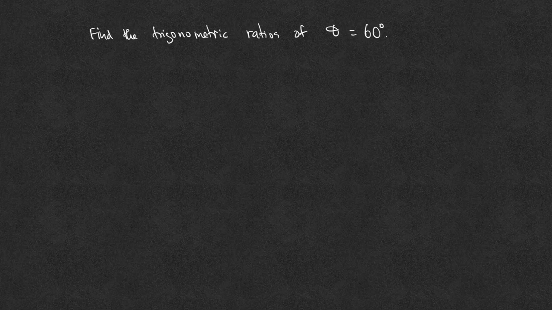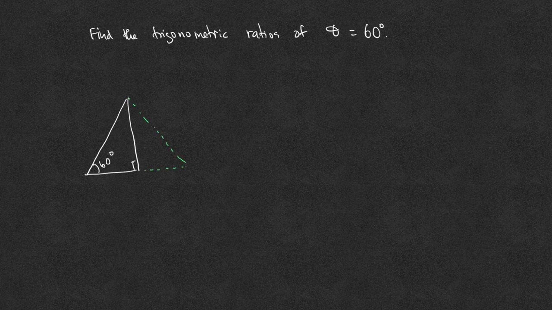Find the trigonometric ratios of theta equals 60 degrees. In a right triangle where theta equals 60 degrees, this right triangle is half of the equilateral triangle. An equilateral triangle is a triangle with all three sides equal and three angles equal. If one acute angle is 60 degrees, then the other one in the right triangle has to be 30 degrees.